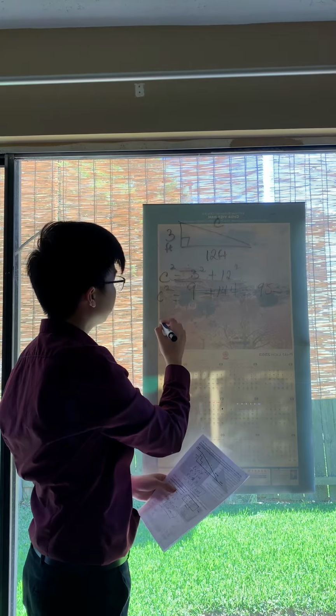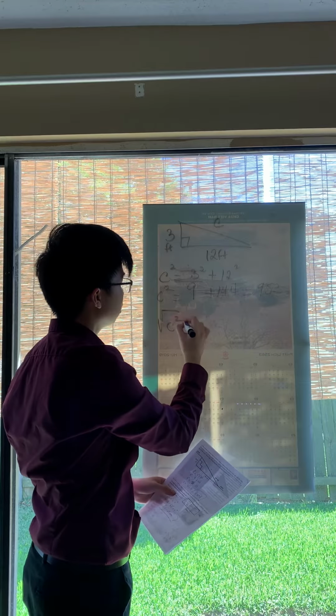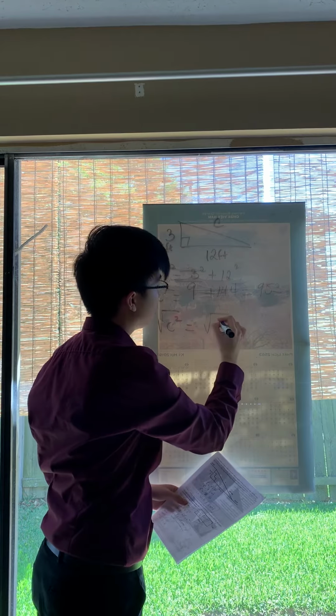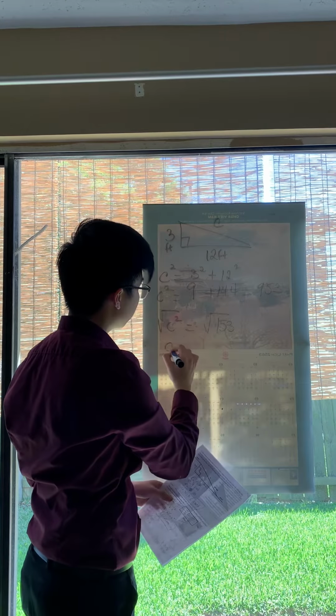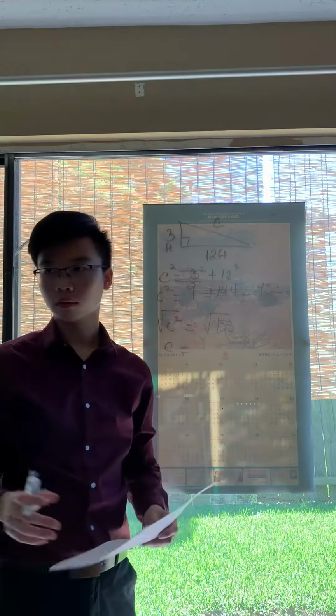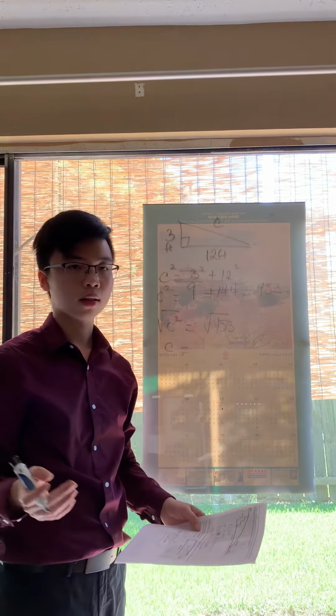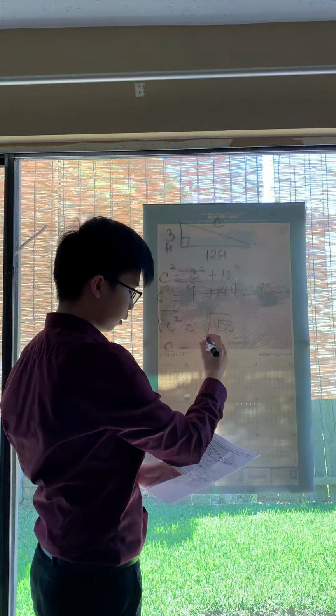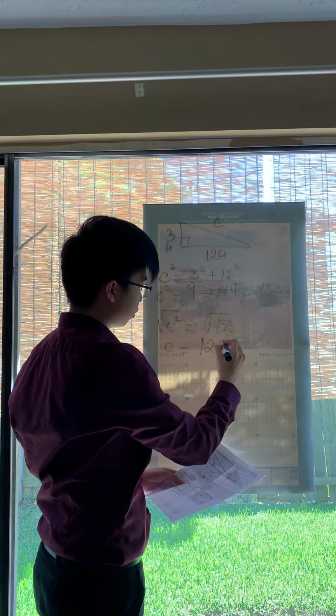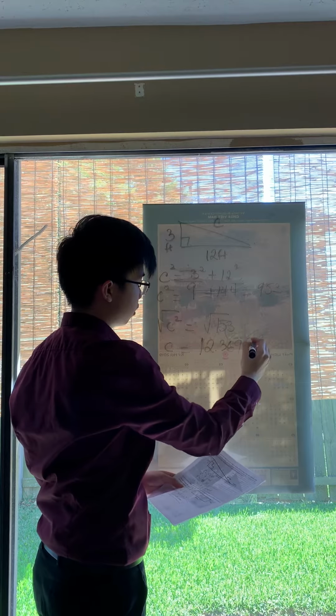So now we take the square root of C squared, and we also take the square root of 153. So our C comes out to about what? What were your calculations? Yes, about 12.369 feet.